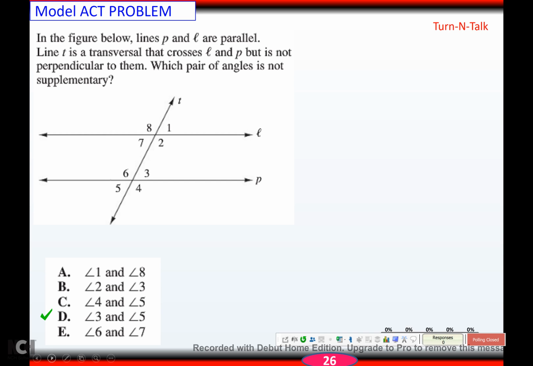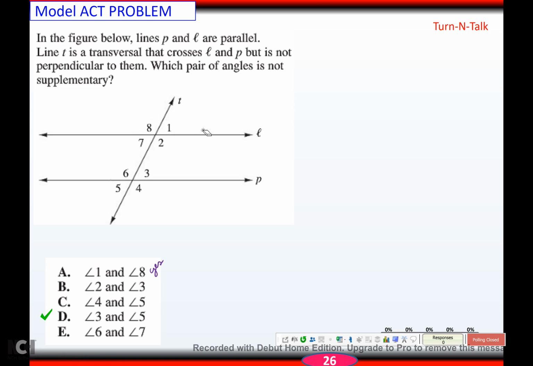And hopefully you got D. It says in the figure below, lines P and L are parallel. Line T is a transversal that crosses L and P, but is not perpendicular to them. Which pair of angles is not supplementary? Well, 1 and 8, they are supplementary because they make a straight line.